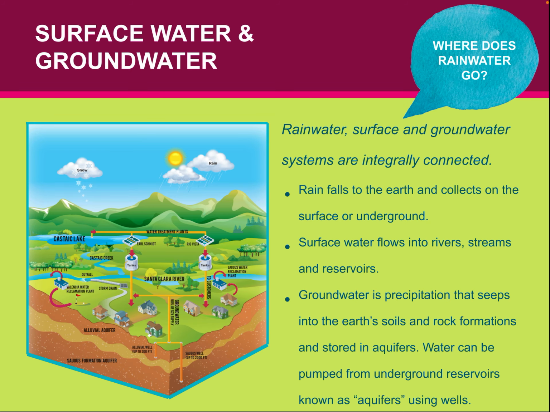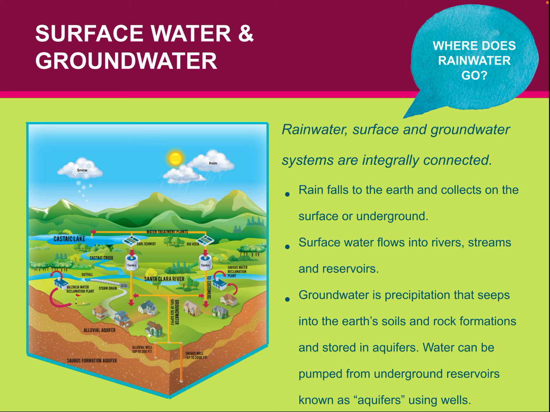In terms of surface water and groundwater, all surface water, rainwater, and groundwater systems are integrally connected. Rain falls to the earth and collects on the surface or underground. Surface water flows into rivers, streams, and reservoirs. And finally, groundwater is precipitation that seeps into the earth's soils and rock formations and is stored in aquifers. Water can be pumped from underground reservoirs known as aquifers using wells. So an aquifer is essentially a place underground where water gathers and is pumped from in order to supply water that we use for showering, for our toilets, for drinking, all sorts of things.